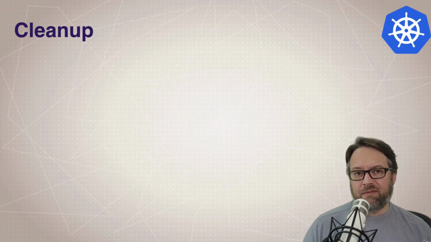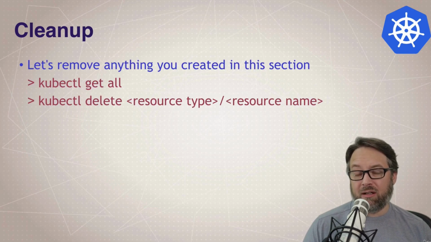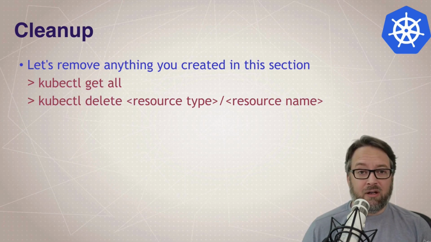All right, let's clean up for this whole section. So if you have anything running in the default namespace for your cluster, if you just do a kubectl get all, and you see stuff there beyond the Kubernetes API itself, then go ahead and delete all those resources because we're going to be moving on. We won't need those.